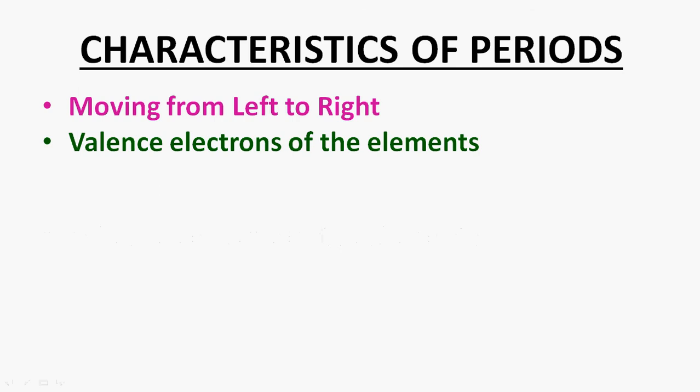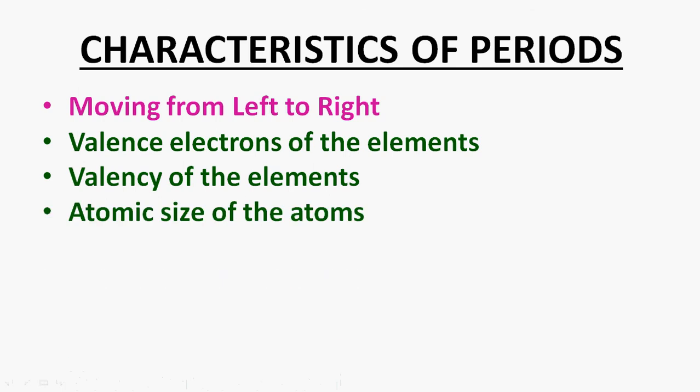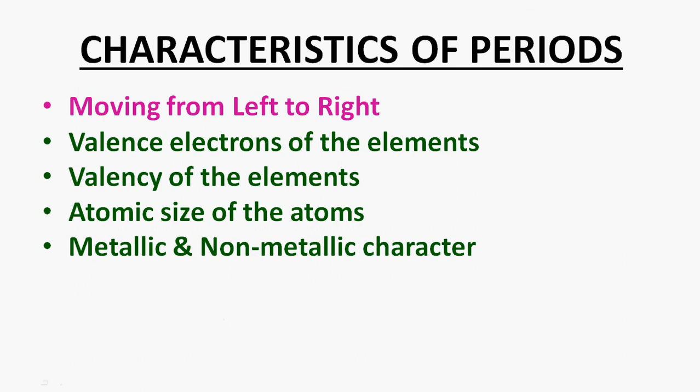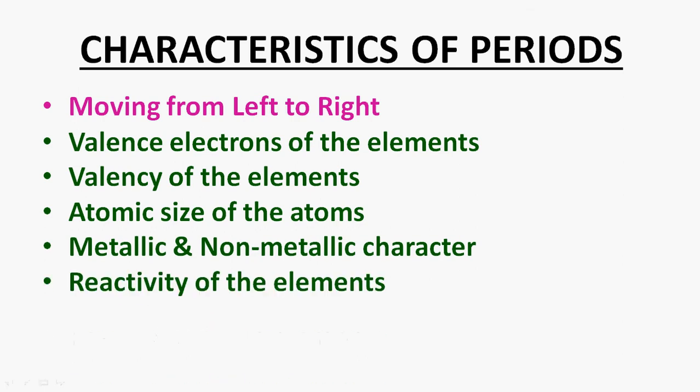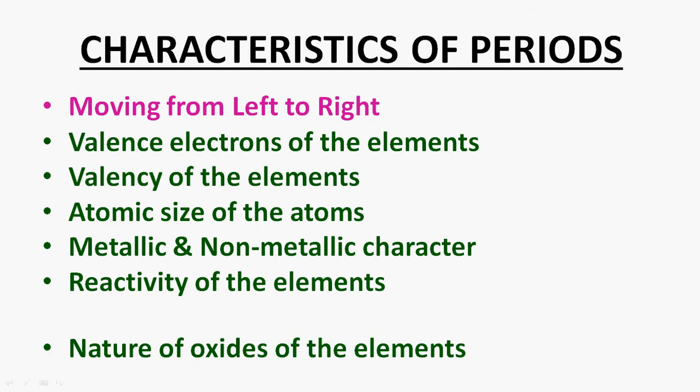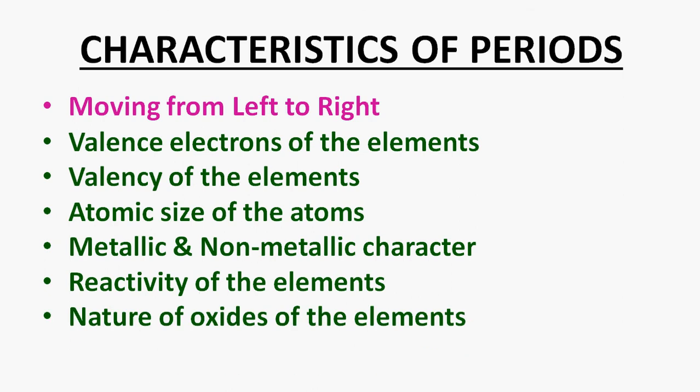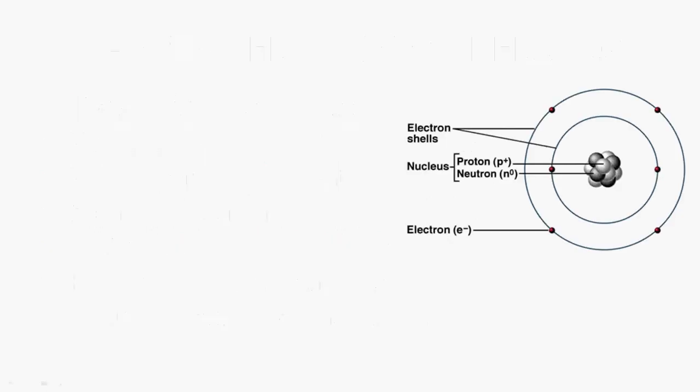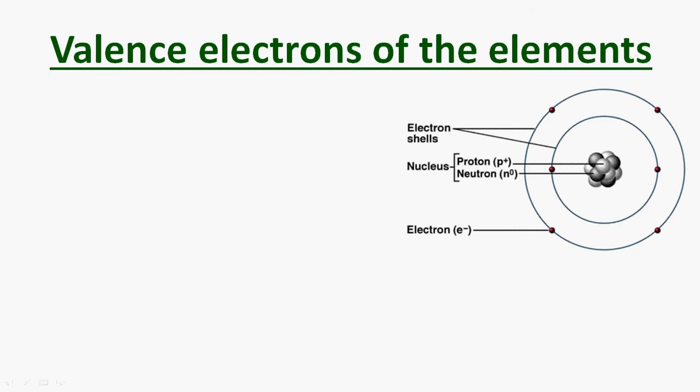So the characteristics which we are going to study are valence electrons of the elements, valency of the elements, atomic size or volume of the atoms, metallic and non-metallic character of the elements, reactivity of the elements, nature of oxides of the elements. So the characteristic which we are going to study first is valence electrons of the elements.